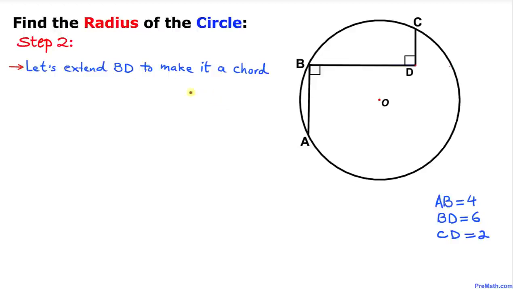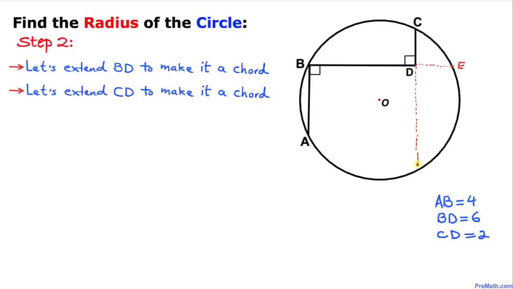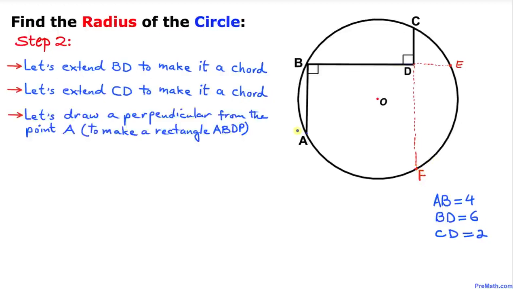And here is our next step. Let's extend BD to make it a chord. This is our BD. We are going to extend it somewhere here on the circle. I'm going to call this point E. And likewise, we are going to extend this CD to make it a chord as well. So let's extend it all the way over here, and this point I'm going to call point F.